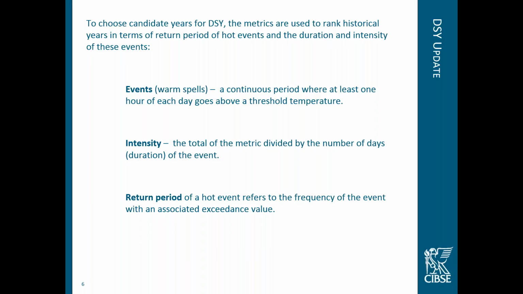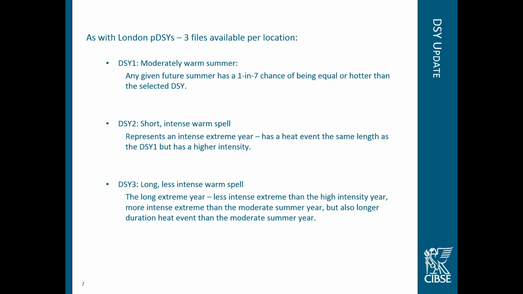So events are defined as warm spells. It's a continuous period where at least 1 hour of each day goes above a threshold temperature. The intensity is the total of the metric that you're ranking your historical years by, divided by the number of days of the event, which is essentially the duration of the heat event. And the return period of the hot event refers to the frequency of the event with an associated exceedance value.